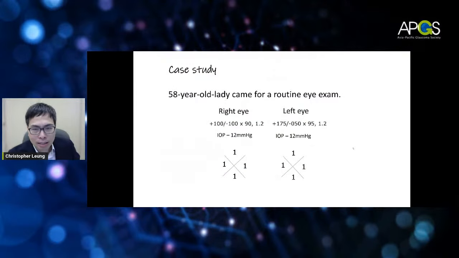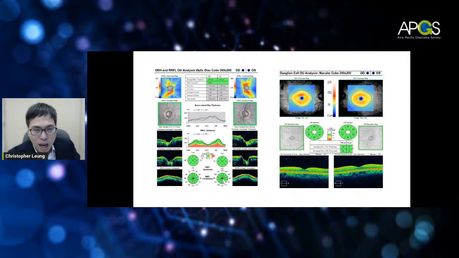And here is a case I saw some time ago. This is a 58-year-old lady who came for routine examination. What we found here is by dark room gonioscopy, we couldn't see the Schwalbe's line, so we graded 1 for both eyes. The intraocular pressure was normal for both eyes. The visual acuity was excellent. And when we look at the optic disc, the retinal nerve fiber, GCIPL analysis, they are all normal.